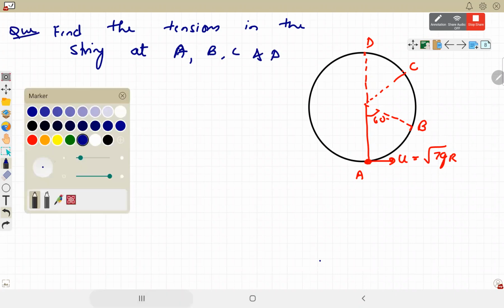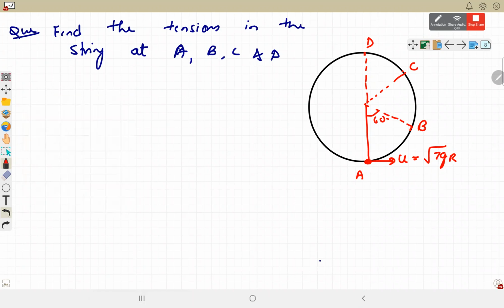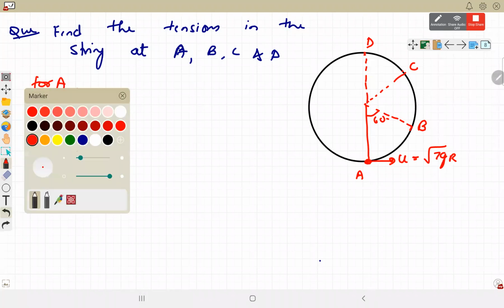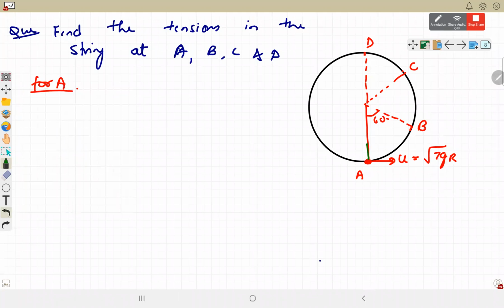So these two types of questions come in vertical circular motion: first, what speed is required to complete the circle or the speed at different points, and second, what the tension is. So at point A we will calculate the tension, and we have to draw the forces. Tension vertically upwards, mg vertically downwards. Since it is moving on a circle, the net force toward the center of the circle should be mv square by r.